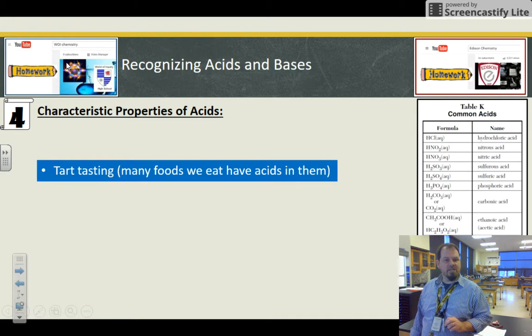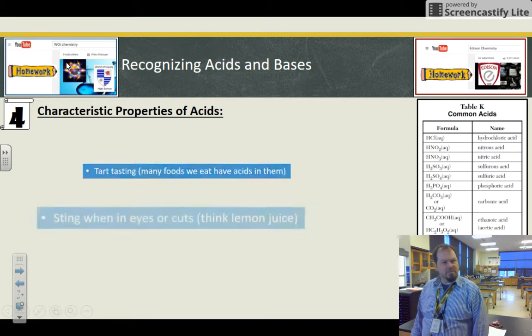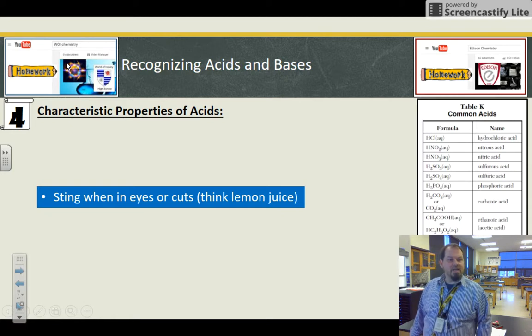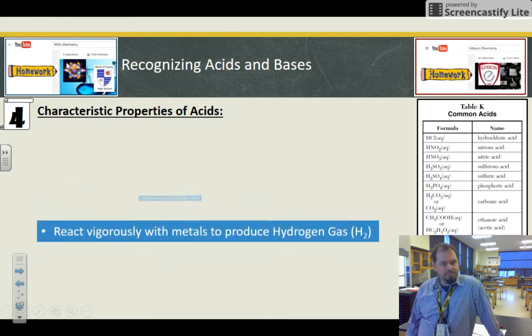So they are tart tasting or sour. Many foods have acids in them. Vinegar is acetic acid. Is acetic acid on our list? No, it's not, but vinegar is acetic acid. It's 5%, I believe, acetic acid. Stings in your eyes or in cuts like lemon juice. Lemon juice is citric acid. And then we have nitric acid on there, not citric acid. So that's not a common acid for us. But lemon juice is also an acid. Very good for cleaning things like coffee pots, both vinegar and lemon juice.